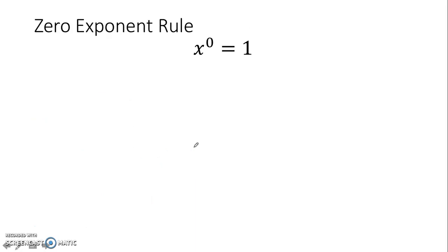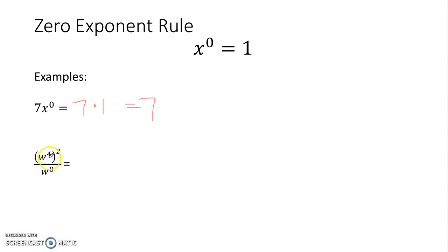Okay, and our last rule is going to be our zero exponent rule. So anything to the 0 power is equal to 1. Anything. So 7x to the 0 power. We have 7 times x to the 0 power. So we have 7 times 1, because x to the 0 power is 1. 7 times 1 is 7. So our answer for this one is 7.